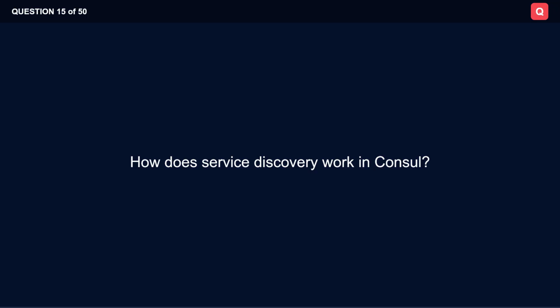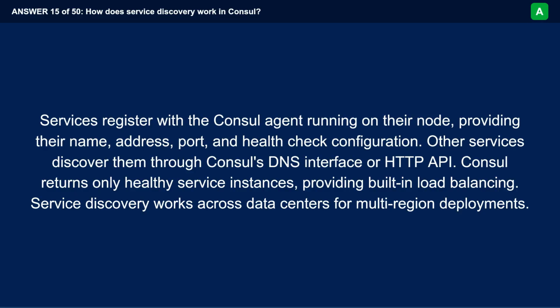How does service discovery work in Consul? Services register with the Consul agent running on their node, providing their name, address, port, and health check configuration. Other services discover them through Consul's DNS interface or HTTP API. Consul returns only healthy service instances, providing built-in load balancing. Service discovery works across data centers for multi-region deployments.